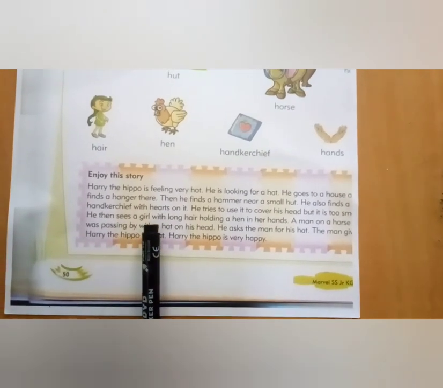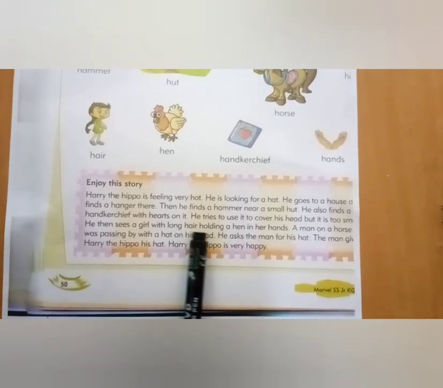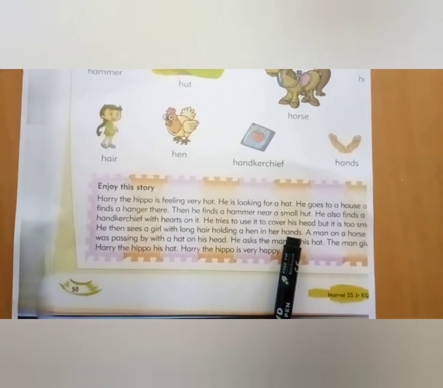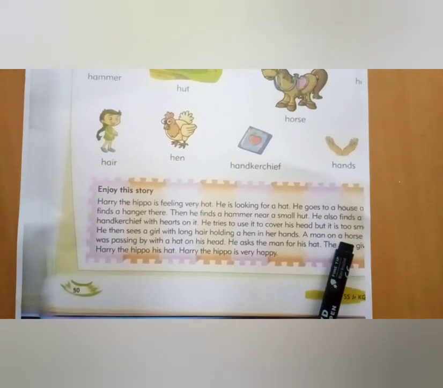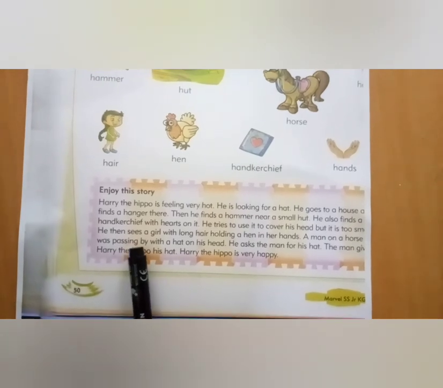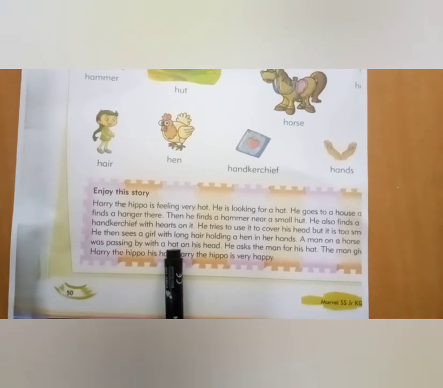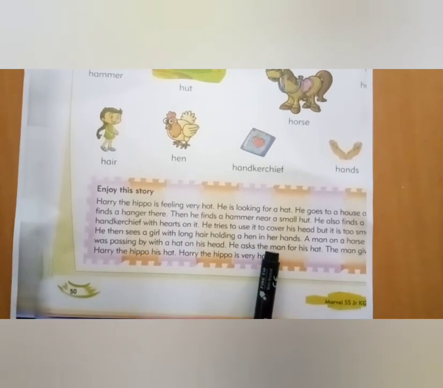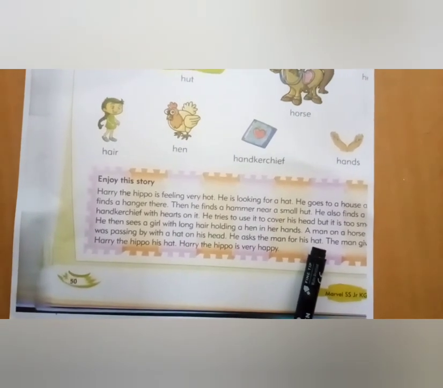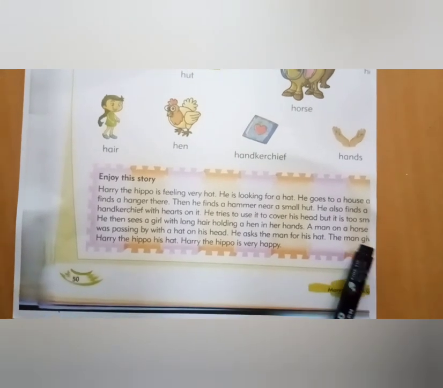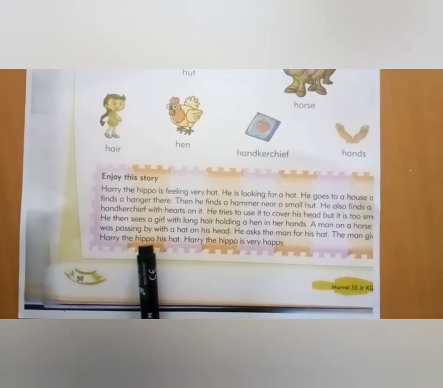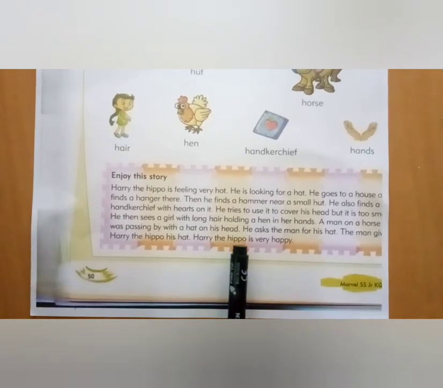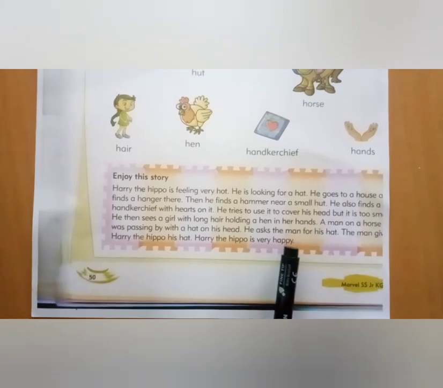He then sees a girl with long hair holding a hen in her hands. A man on a horse was passing by with a hat on his head. He asked the man for his hat. The man gives Harry the hippo his hat. Harry the hippo is very happy.